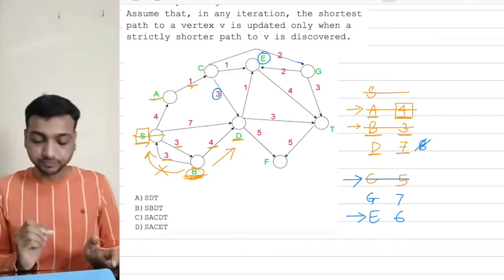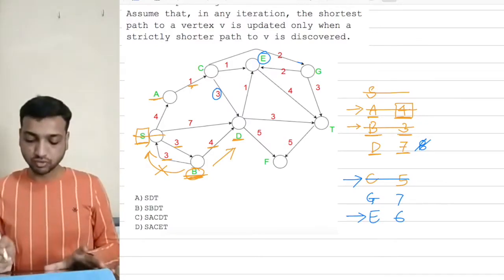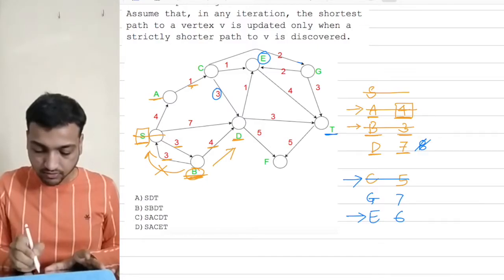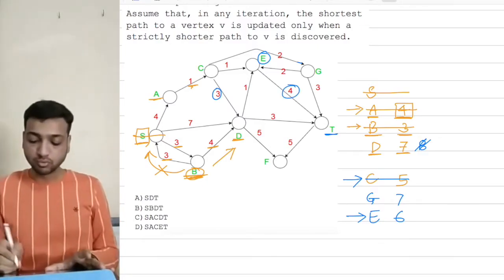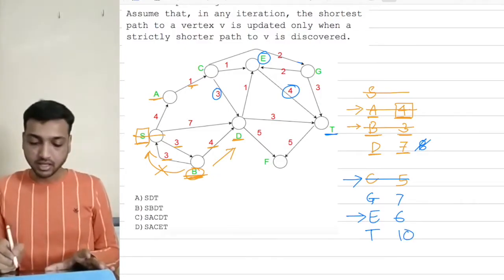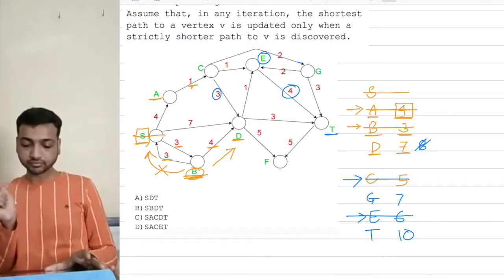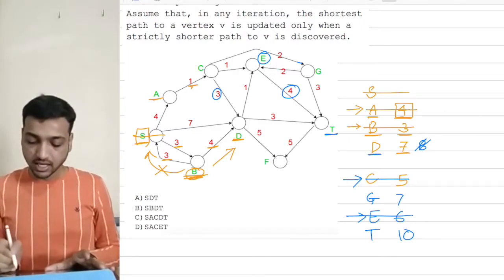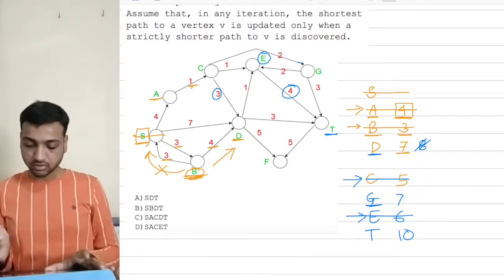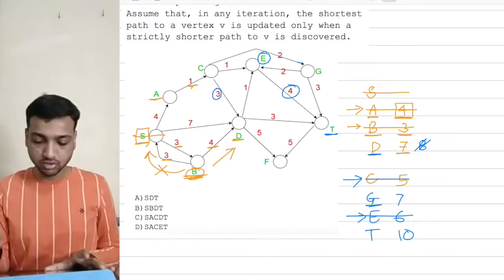So we come to E now, and from E what are the nodes that you can visit? So from E we can come to only one vertex, which is T, with this value of 4. So T will come into our list, and it will be 6 plus 4, that is 10, and E will be marked as visited. So E goes out of the list. Now again we have D and we have G, and both D and G have the value 7. So let's go to G.